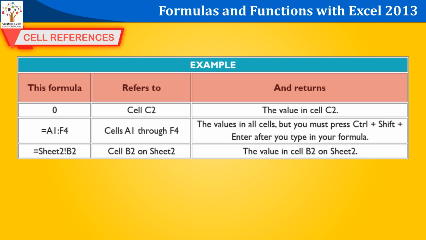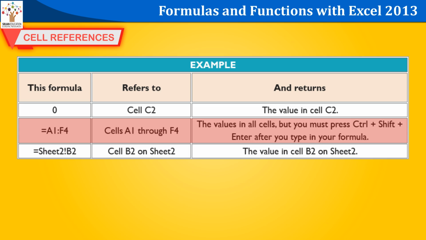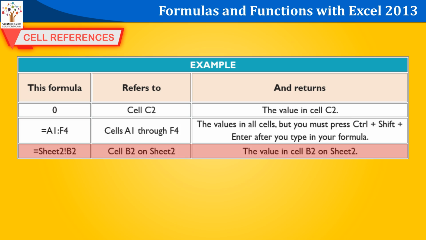Example: this formula refers to and returns the value in cell C2. Equal to A1:F4 refers to cells A1 through F4. The value is in all cells, but you must press Ctrl plus Shift plus Enter after you type in your formula. Equal to Sheet2!B2 refers to cell B2 on Sheet 2, the value in cell B2 on Sheet 2.